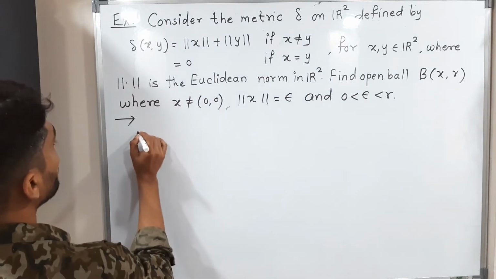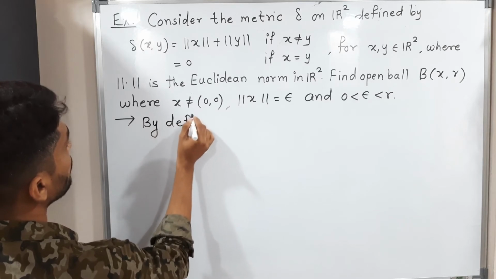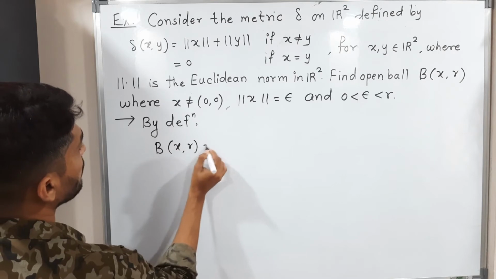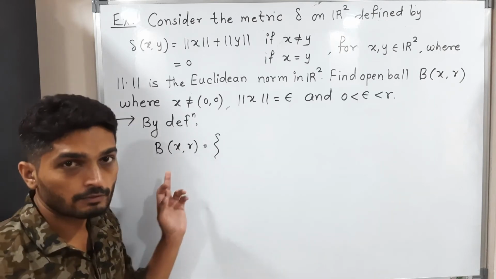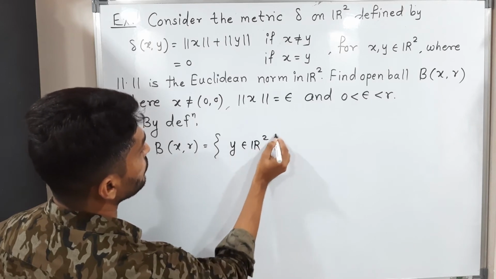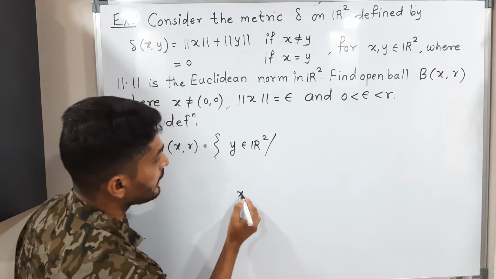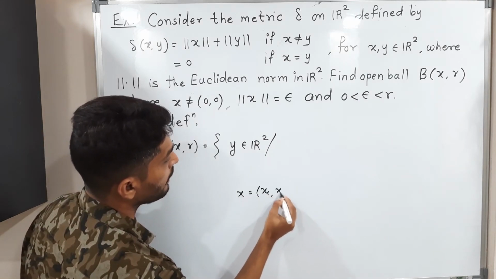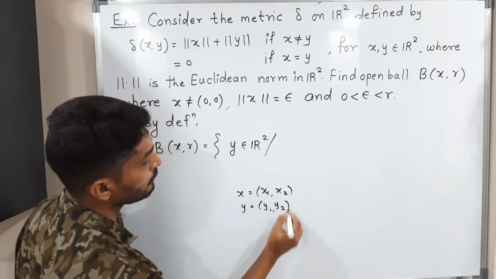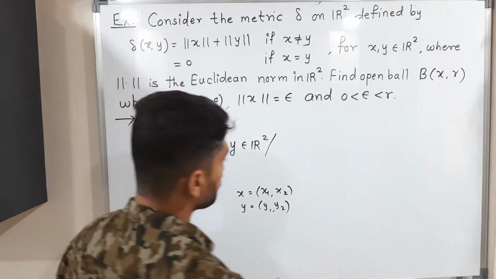I consider the definition, so I will simply mention by definition. So this is B(x, r). The definition of this ball says y belongs to R2, actually this is an element of R2. So when I write x, that x should be in this form, x1 comma x2. And when I write y, this is an element of R2, so it will be like this, y1 comma y2.